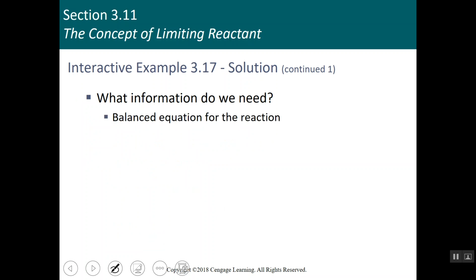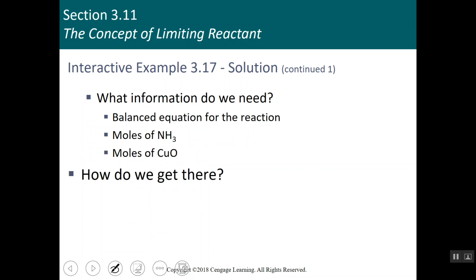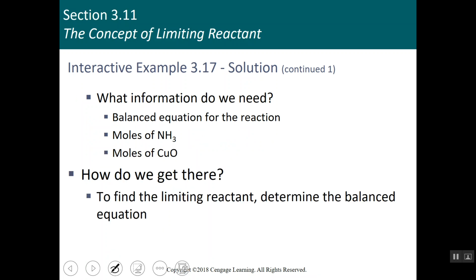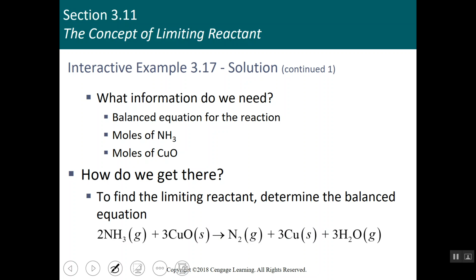What information do we need? We need the balanced equation. We need to know how many moles of ammonia we have and how many moles of copper(II) oxide we have. So what do we use to get there? First, the balanced equation. So we have to step back and do an atom inventory and make sure we have the same numbers and types of each atom on each side. There's the balanced equation. My recommendation to you is go ahead and stop this video and write that equation and balance it yourself, but that would be the answer.